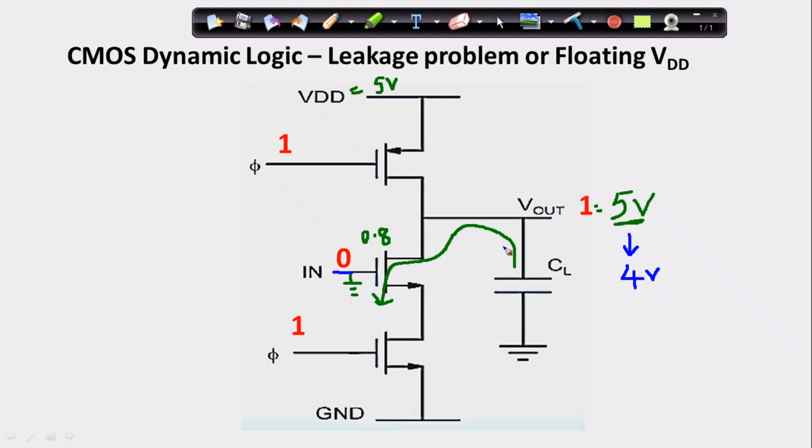For logic 0 I was supposed to get 5 volt, but because of this leakage problem I'm having, I'm getting 4 volt over here. This is one of the problems we can face in terms of dynamic logic, just because of this floating VDD.